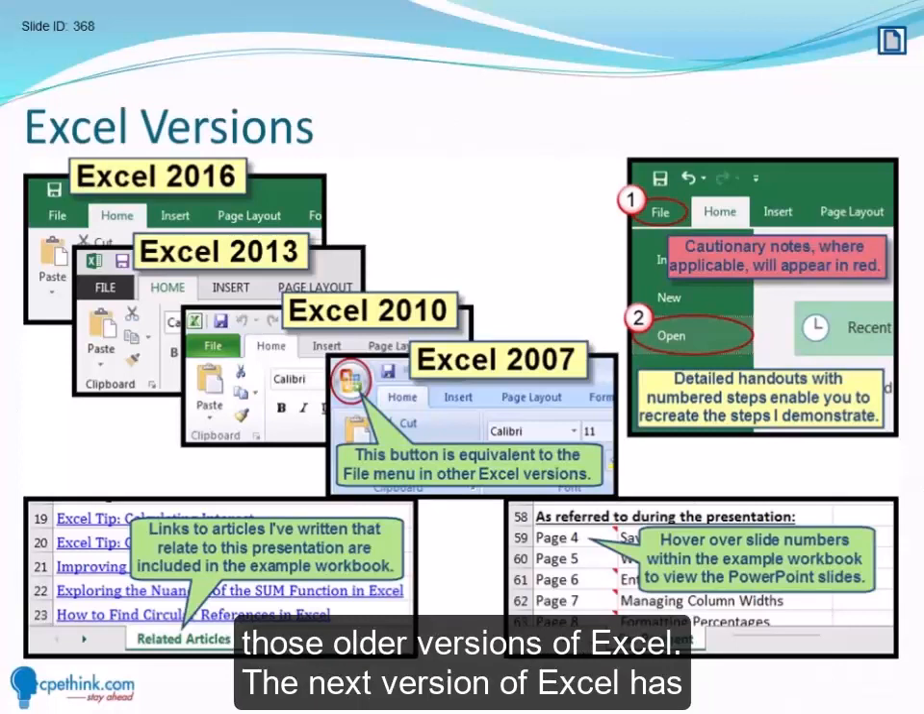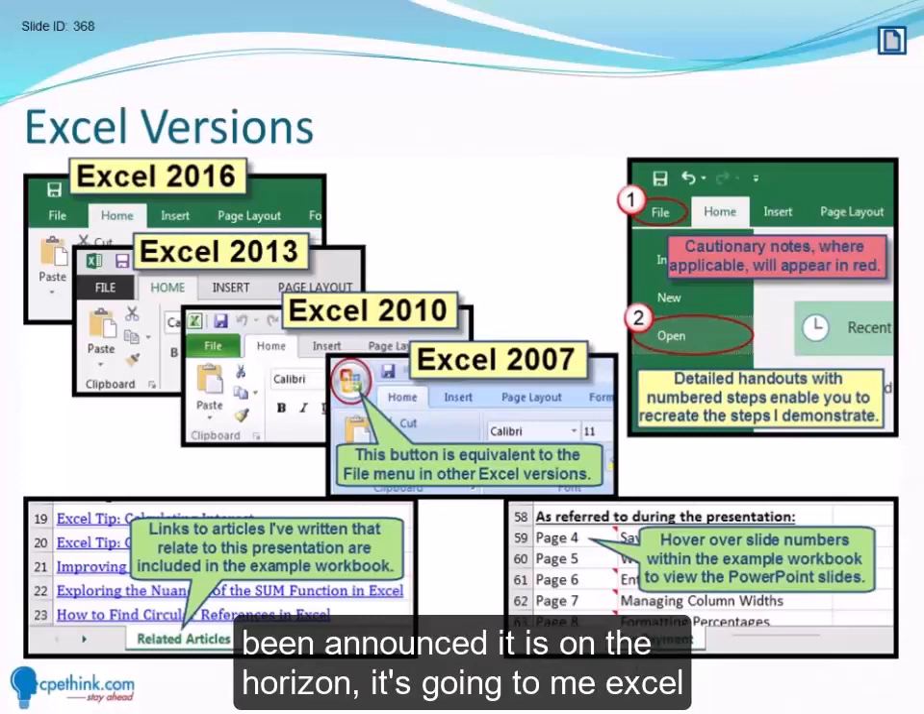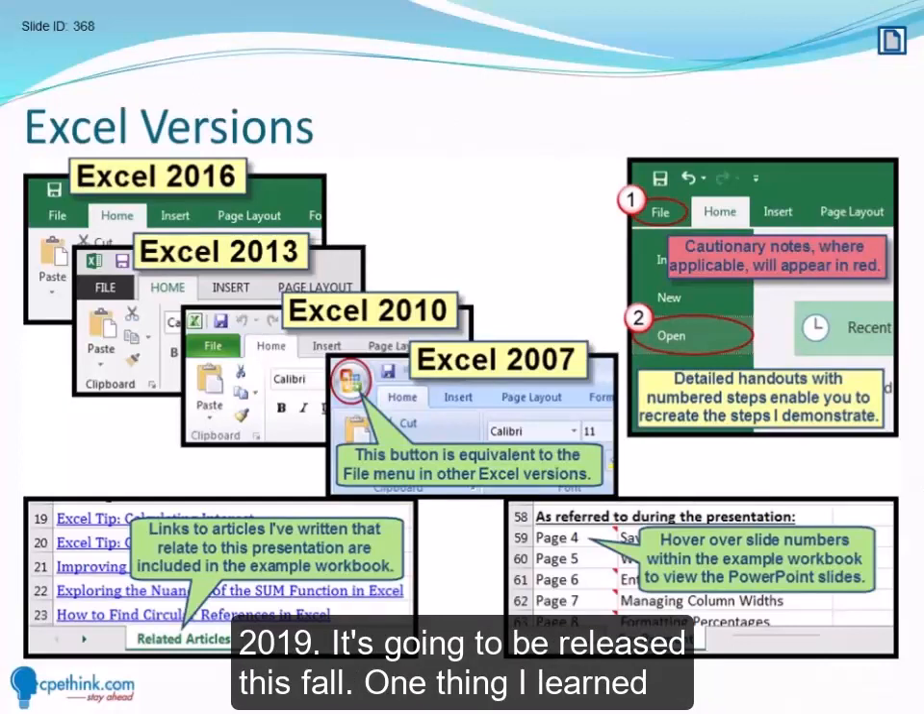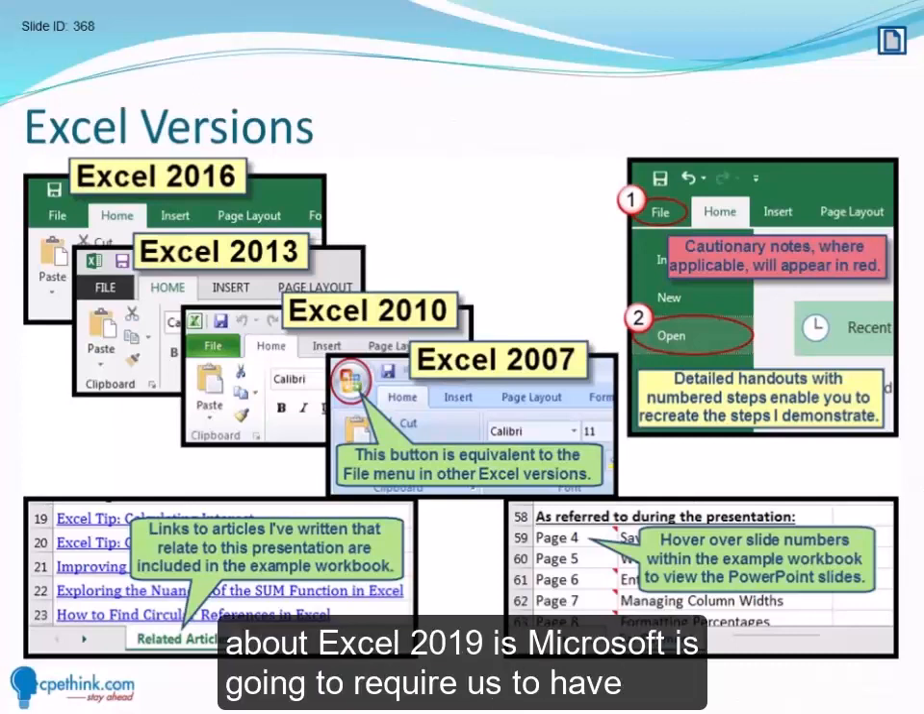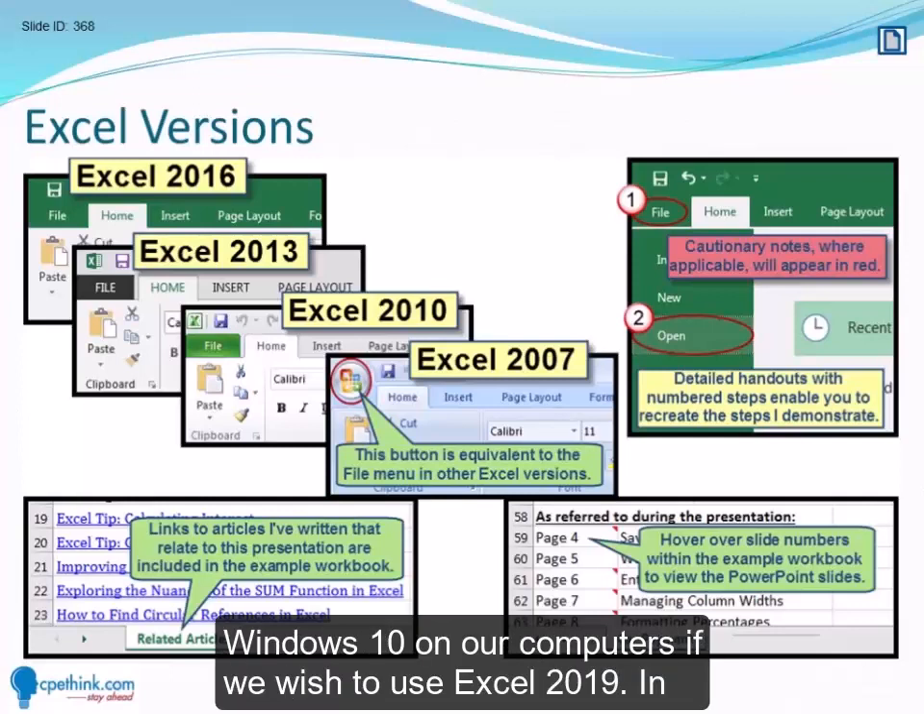of Excel. The next version of Excel has been announced. It is on the horizon. It's going to be Excel 2019, and it's going to be released this fall. One thing I learned about Excel 2019 is Microsoft is going to require us to have Windows 10 on our computers if we wish to use Excel 2019.